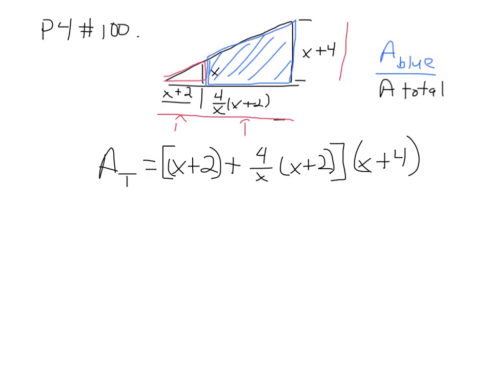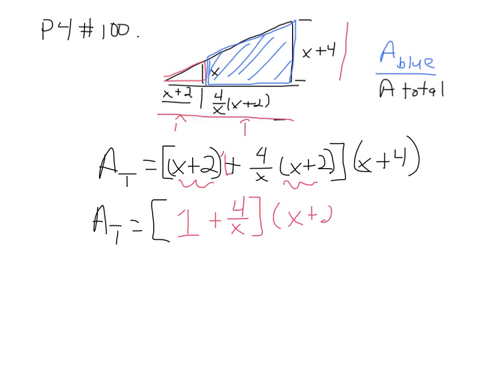Now, can we simplify this? Well, we have an x plus 2 in each term, and since it's multiplying each term, we can pull it out. So AT is equal to, and there's always these ones here, so we'll have a 1 left over in the first term plus 4 over x left over in the second term. We will have an x plus 2, which we have pulled out since it's multiplying everything, and an x plus 4 that we'll have pulled out. Well, that's just our height.